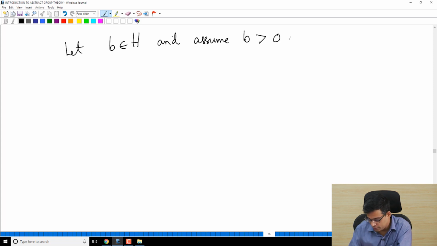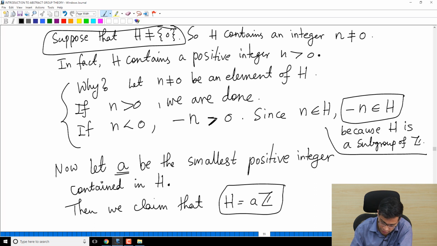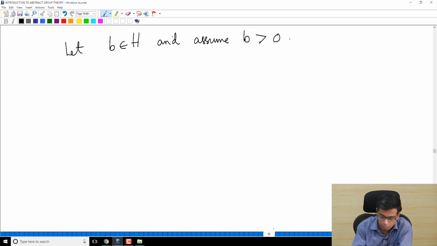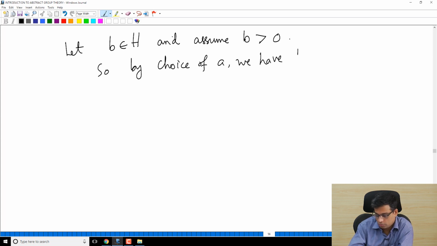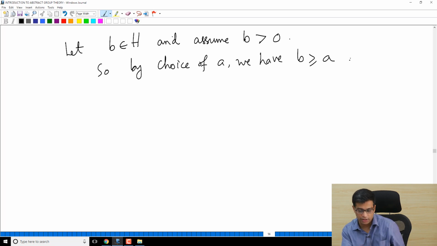By the choice of A, what is the choice of A? A is the smallest positive integer contained in H. B is some other positive integer contained in H. So, by the choice of A, we have B greater than or equal to A. B could be A of course, but it can't be smaller than A.